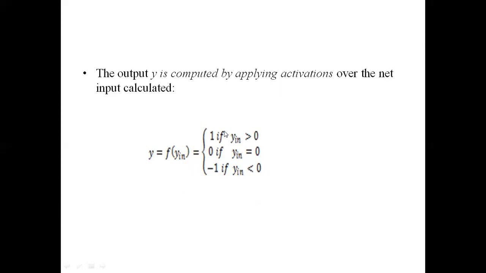activation function. If the value of y_in is more than 0, then the value will become 1, and if the value of y_in is equal to 0, then the value will become 0, and if the value of y_in is less than 0, then the value of the activation function will become -1. So here we treat three cases: when y_in is greater than 0, equal to 0, and less than 0. If it is greater than 0, then 1; if it is equal to 0, then 0; if it is less than 0, then -1. This is our activation function.